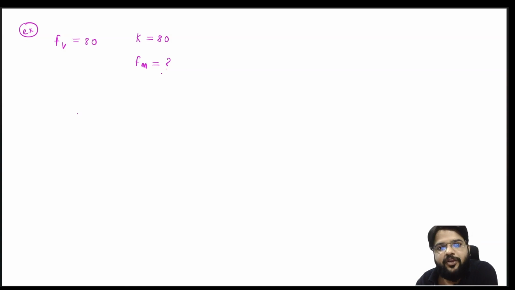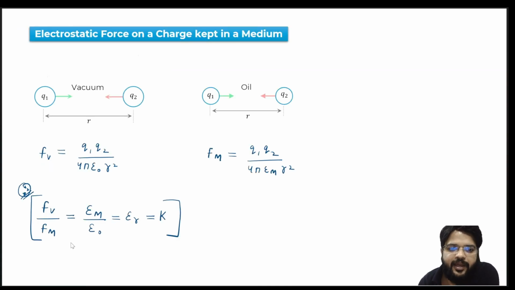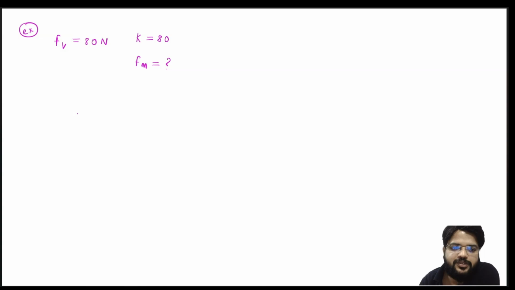When it is present in the vacuum, the force between these two charges is 80 Newton. And when we put them in the medium whose dielectric constant is 80, what is the force between these two charges? The separation between the charges we are not changing. Alright, so this is the question, everyone. The relation we already have is Fv by Fm equal to K. This relation we will use, correct? So Fv by Fm equal to K.